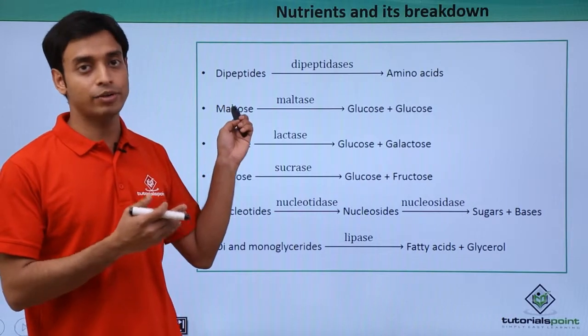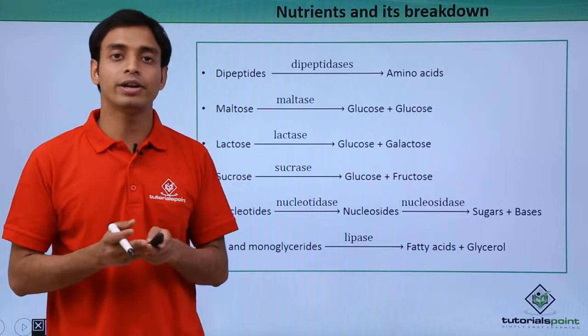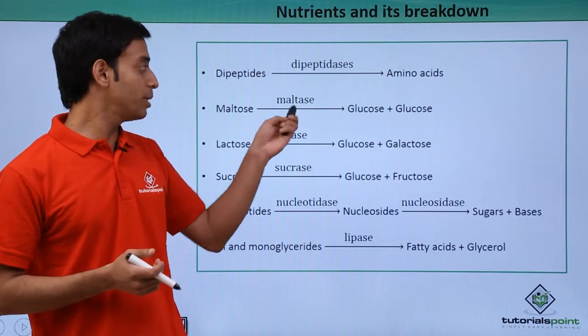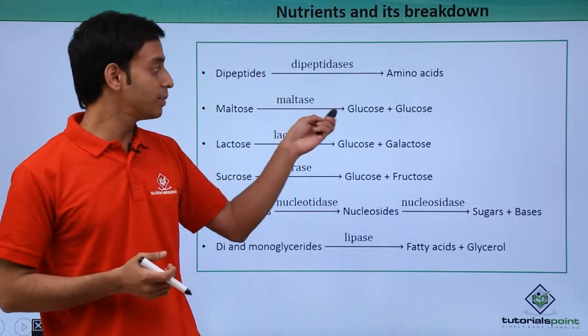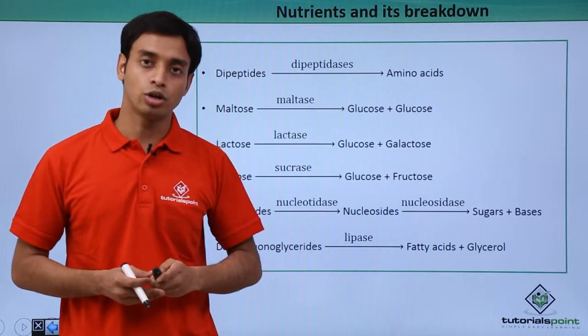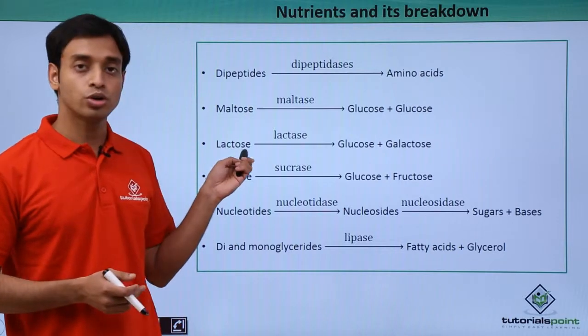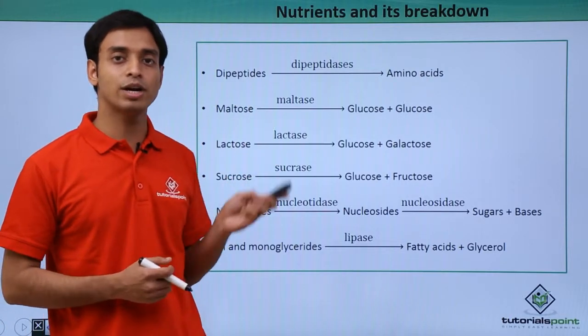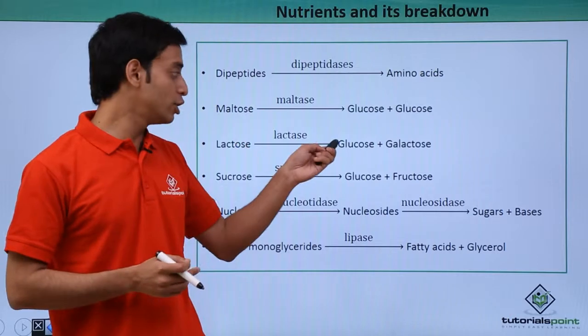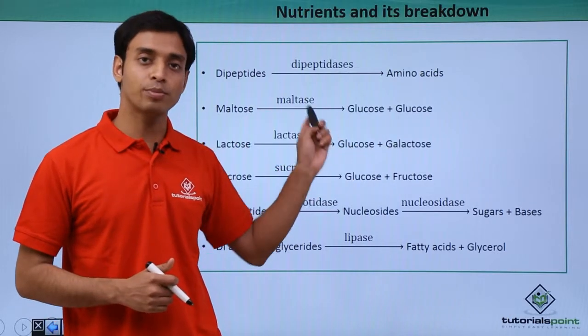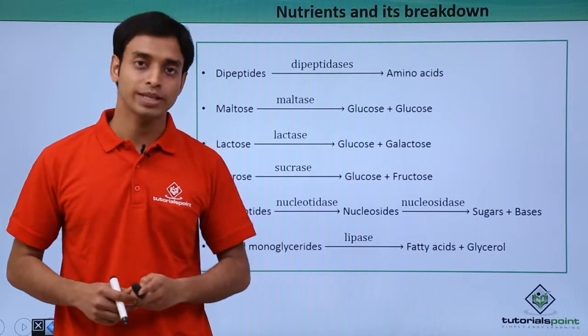Maltose, which is a disaccharide initially produced by salivary amylase from carbohydrates, can be broken down by the enzyme maltase into two molecules of glucose. Similarly, lactose, which is mostly present in milk, can be broken down by the enzyme lactase into glucose and galactose. So, one molecule of glucose and one molecule of galactose.